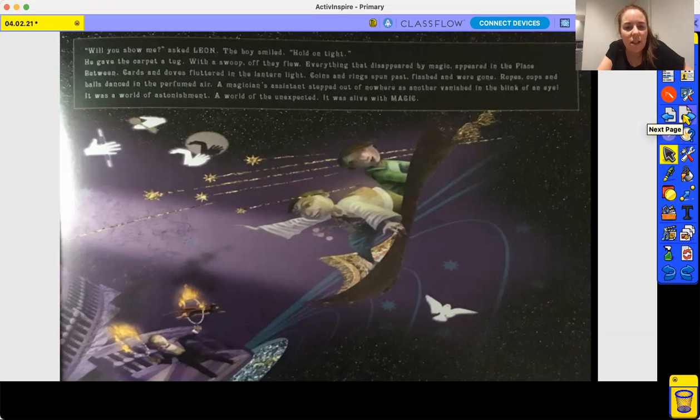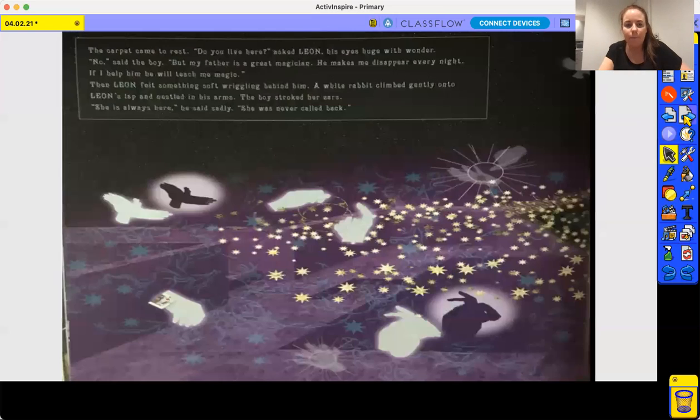Cards and doves fluttered in the lantern light. Coins and rings spun past, flashed, and were gone. Ropes, cups, and balls danced in the perfumed air. A magician's assistant stepped out of nowhere as another vanished in the blink of an eye. It was a world of astonishment, a world of the unexpected. It was alive with magic.